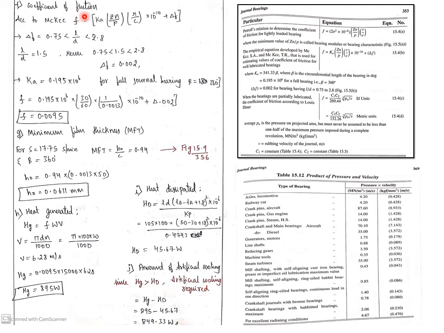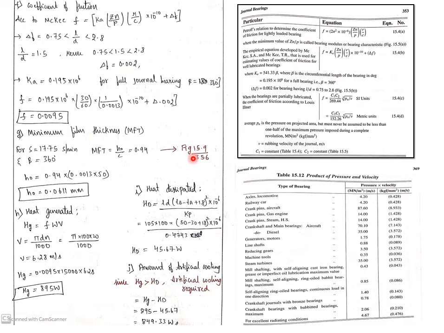Next, coefficient of friction according to McKee's equation. This is McKee's equation, you need to use it here. We know that L by D lies between 0.7 to 2.8, or you can check it from figure 15.5b also. There delta F is equal to 0.002. Now next, Ka is equal to 0.195 into 10 raised to 6 for a full bearing, that is beta equals 360 degree. If you substitute back all these unknown parameters in the above equation, you find the value of coefficient of friction, that is F.